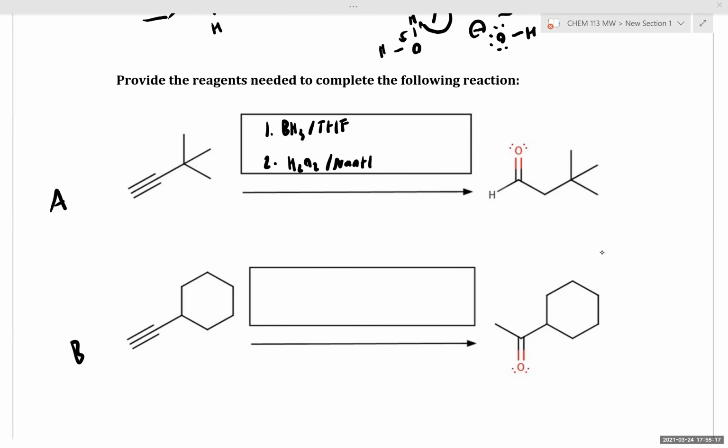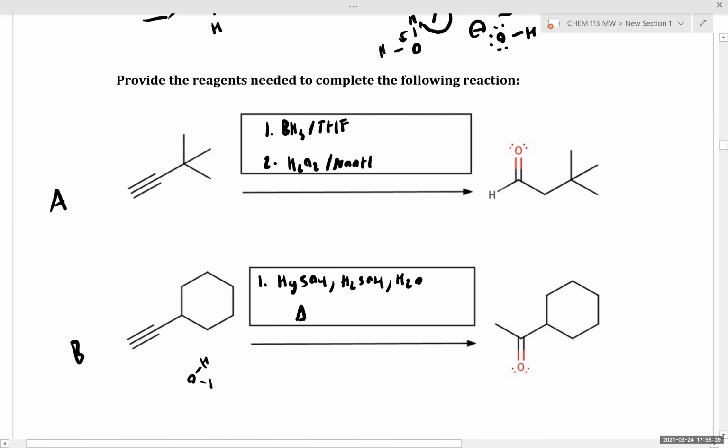We have multiple students commenting in the chat for the second reaction. We'd want to use mercury sulfate, sulfuric acid, and water. Yep, and you may also need to heat this reaction. Those proposed conditions are perfectly reasonable, and they favor substitution and generation of a ketone at the most substituted position. In the case of oxymercuration, it is fine to add all the reagents at once because without the mercury, the hydration reaction is very inefficient. Does that make sense?